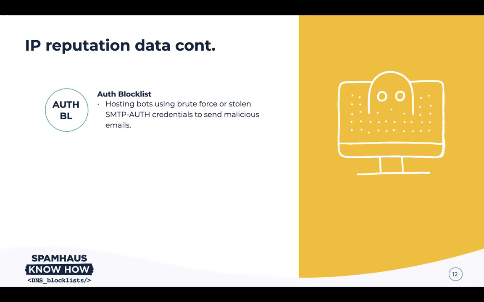The difference, the reason why this exists as a separate entity compared to the XBL, is the fact that this is specific enough to be used in, for example, deep header parsing, or to be used in an MSA, in a mail submission agent. Meaning that we do not encourage the usage of the XBL at large to block stuff that is trying to access your SMTP auth in order to send out email.